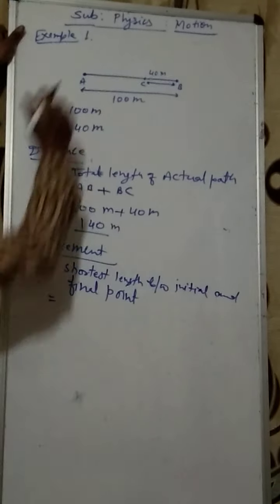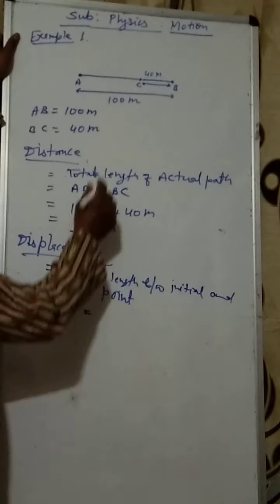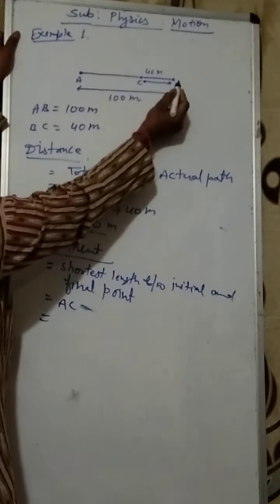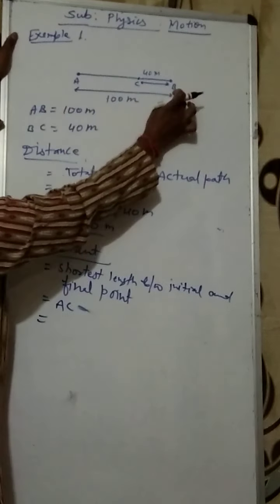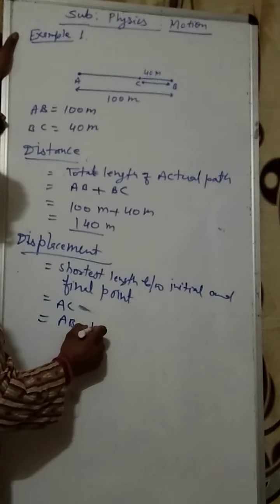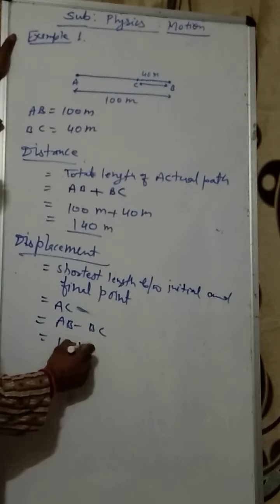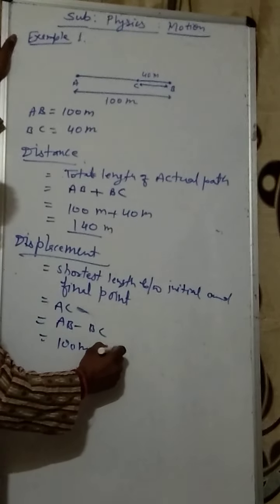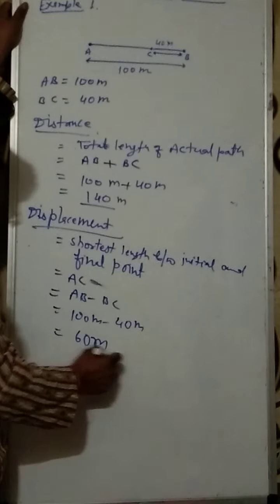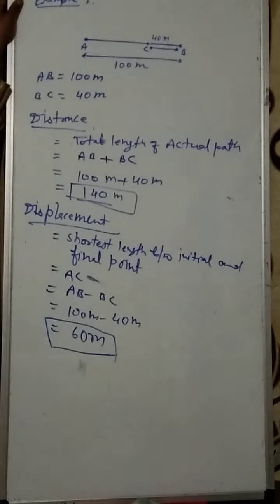It is the shortest distance, that is AC, and AC is equal to what? AC is equal to AB minus BC. What is the value of AB? 100 meter, and BC value is 40 meter. So displacement is 60 meter. So this is the difference between the distance and displacement.